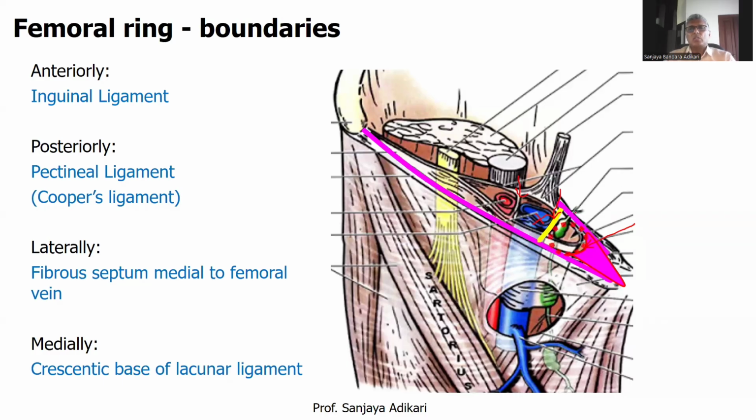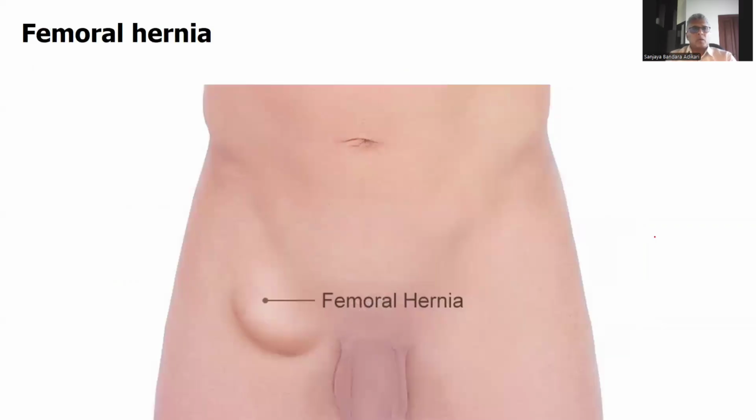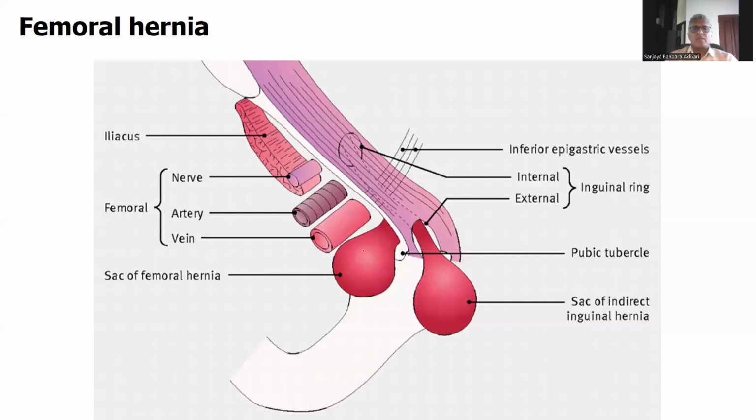So because of this, femoral hernias can get stuck here. That's why femoral hernias are more dangerous than inguinal hernias, because the possibility of obstruction of femoral hernias is much more than the risk of obstruction of inguinal hernias. Femoral hernias are differentiated from inguinal hernias by going through the pubic tubercle. Femoral hernias are below and lateral to the pubic tubercle. Inguinal hernias are above and medial to the pubic tubercle.